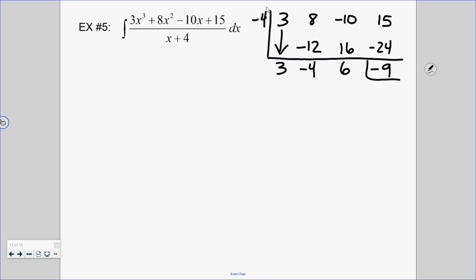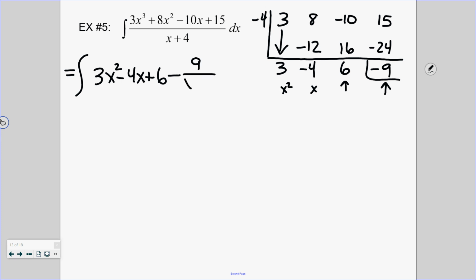So now we will rewrite the problem as what I got for the quotient plus remainder. So remember, this is the remainder. So this is the constant. This is the x to the first, and this is the x squared. So I got 3x squared minus 4x plus 6 minus, and remember, we do the remainder over the divisor, which was x plus 4. So this is going to be important stuff to remember because you're going to need that even with long division. You're going to have to remember that you write the remainder over the divisor.